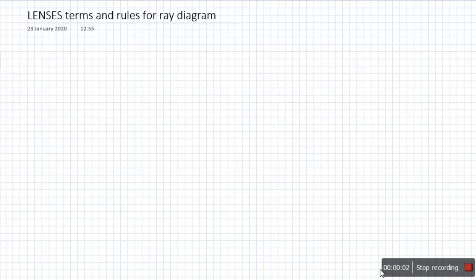Hey kids, so today we are going to see some terms related to lenses and the rules for drawing the ray diagram. Okay, so let's start.